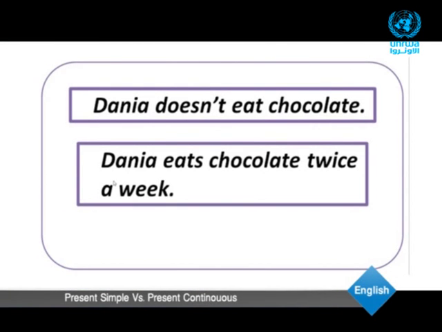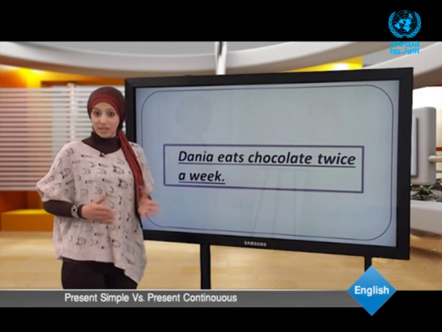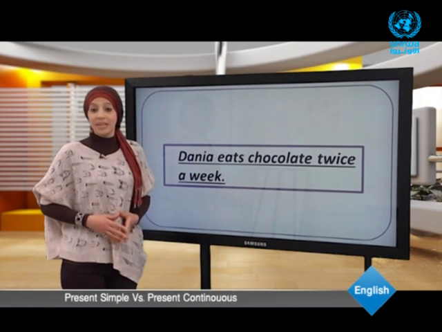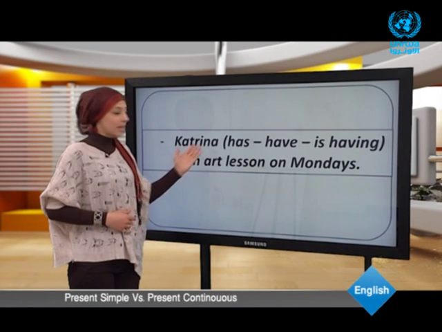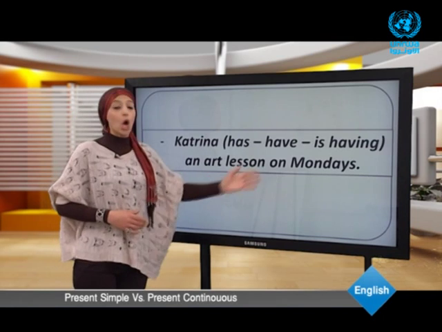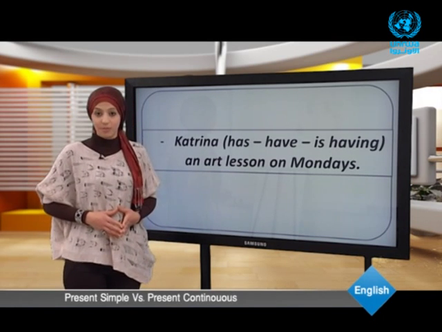Which sentence is the correct one? Yes, Dania eats chocolate twice a week. Can you repeat it? Dania eats chocolate twice a week. Now let's move to Katrina. Katrina is having an art lesson on Mondays. Let's go back to Katrina and listen to her.